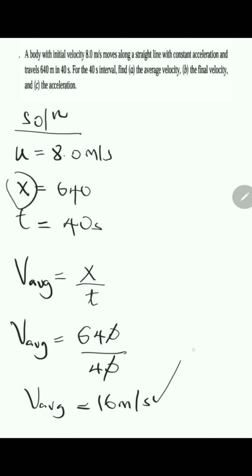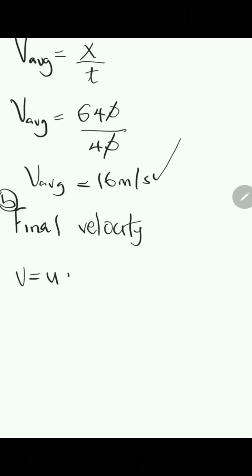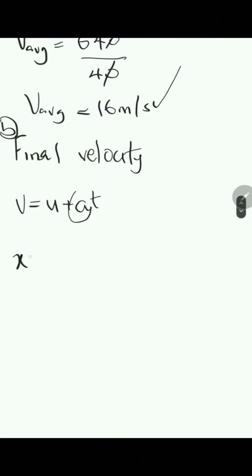Now what we do next is we move to the next part, finding the final velocity. To find final velocity, which is part B, we use the formula v equals u plus at, where u is the initial velocity, a is the acceleration, and t is the time. Now if you look at this, we're not given acceleration, and this is the one we're looking for, part C. So we're going to find acceleration for part C, then we find speed. So we use this formula for distance, which is x equals ut plus half at squared.